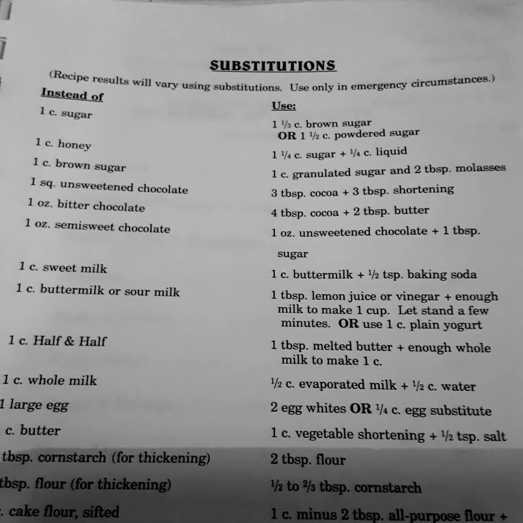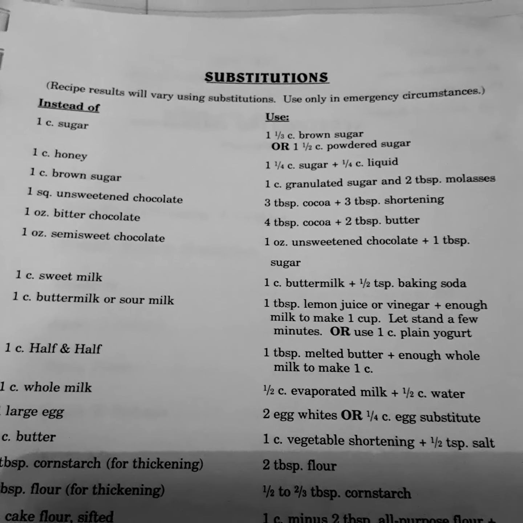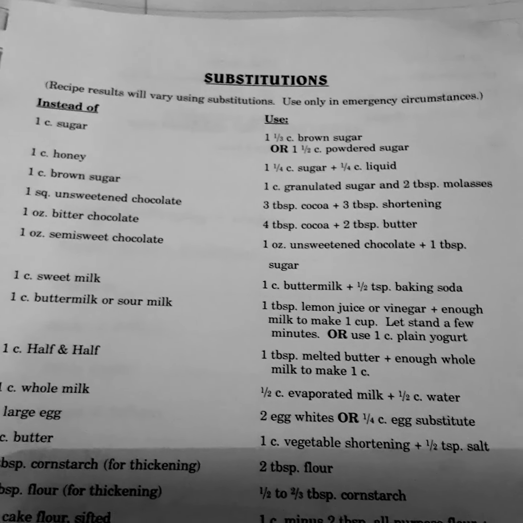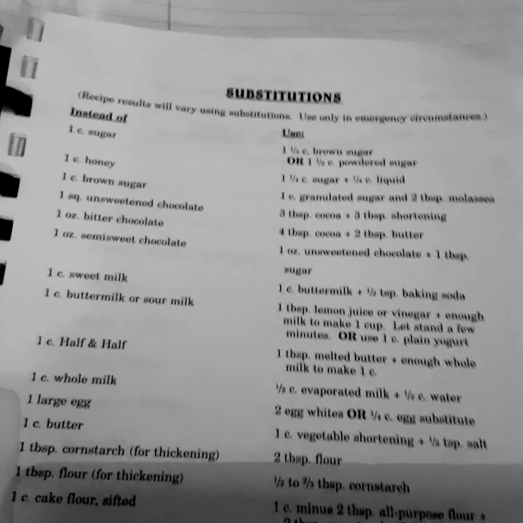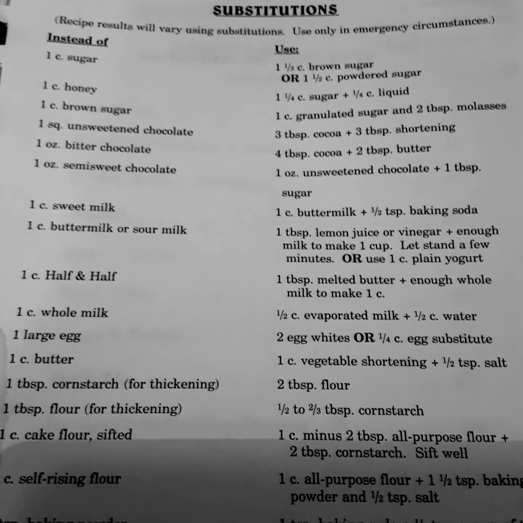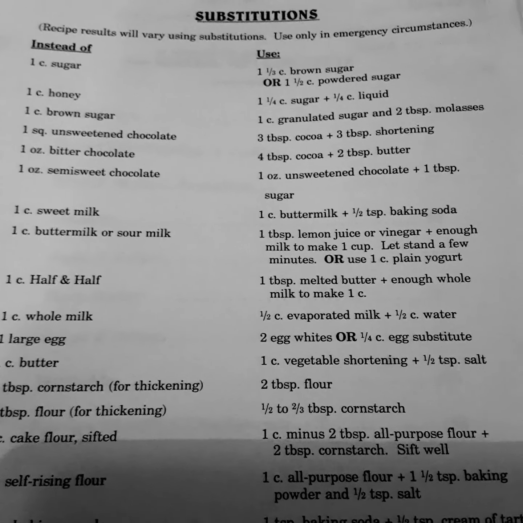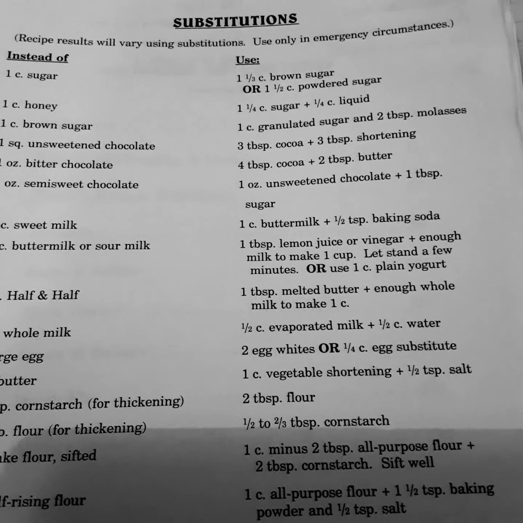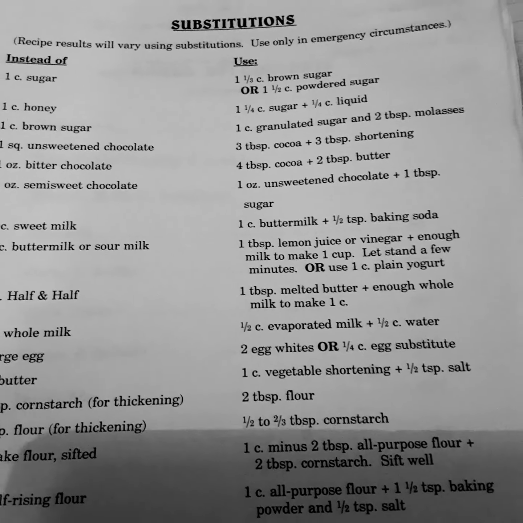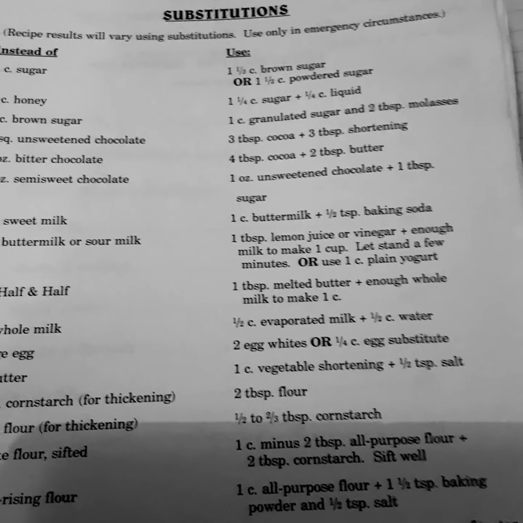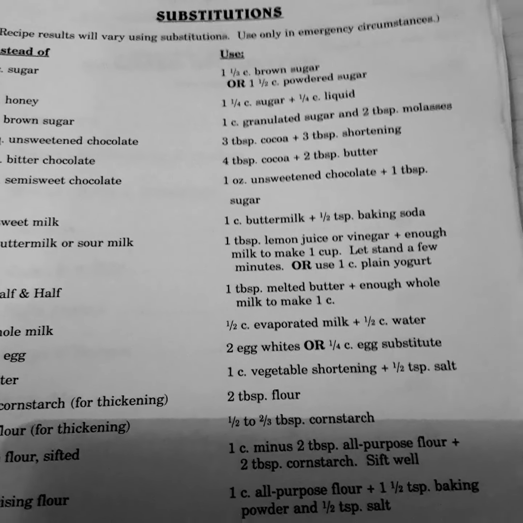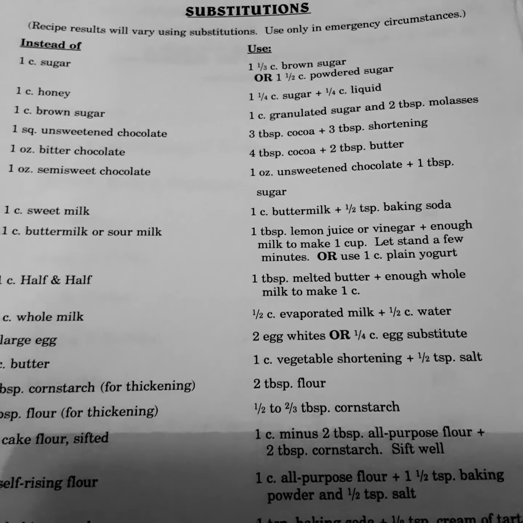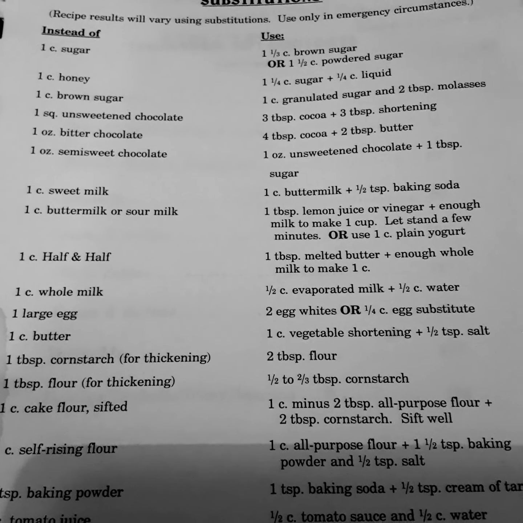For 1 cup of sweet milk, substitute 1 cup of buttermilk, plus 1/2 teaspoon of baking soda. For 1 cup of buttermilk or sour milk, substitute 1 tablespoon of lemon juice or vinegar, and enough milk to make a cup. Let stand for a few minutes, or use 1 cup of plain yogurt.